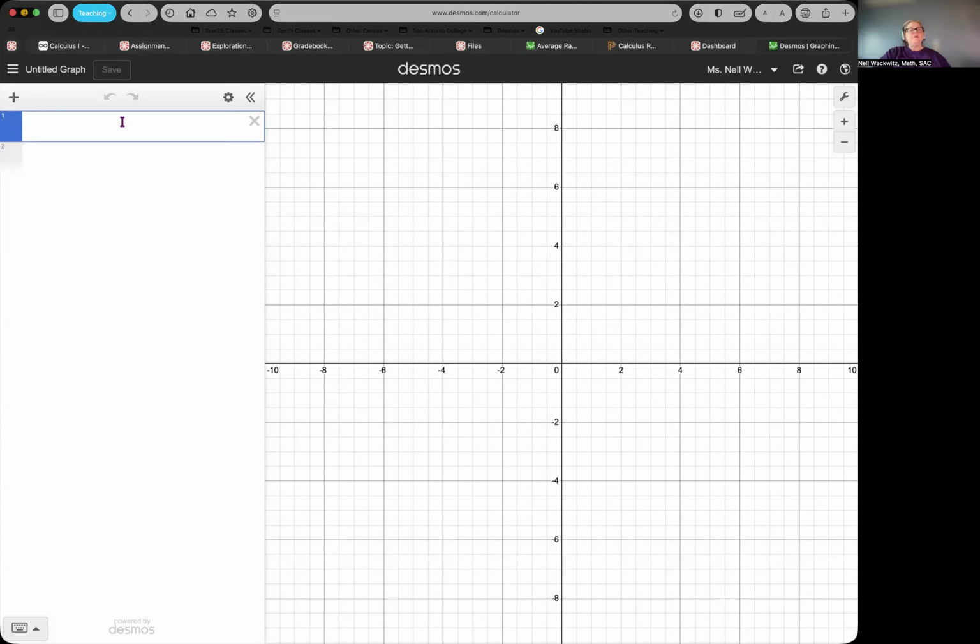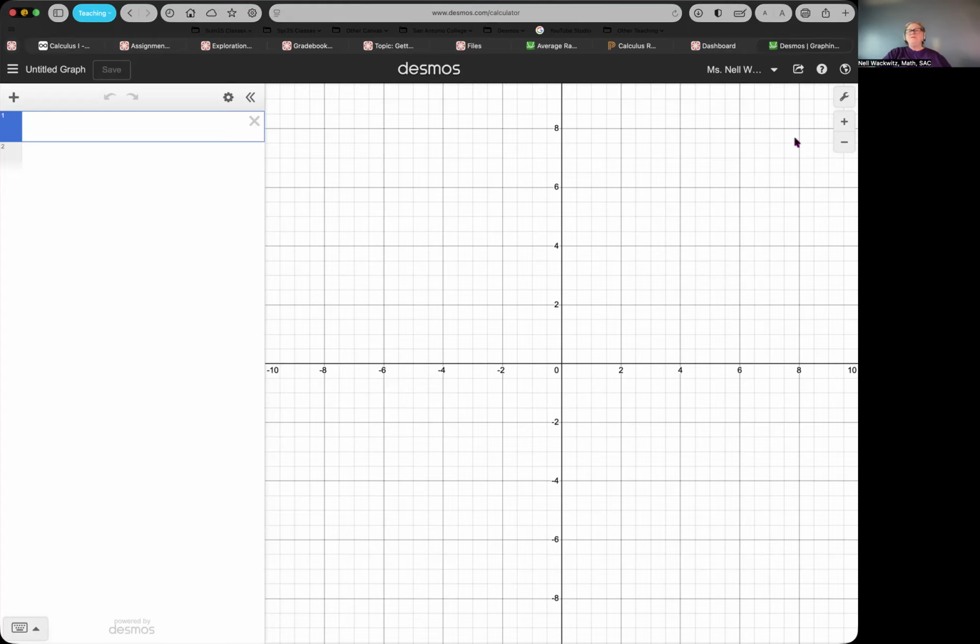Okay, we're setting up for an exploration to look at the average rate of change. So the first thing I want you to do is go to Desmos, and the URL is desmos.com/calculator. And that'll give you a page like this.